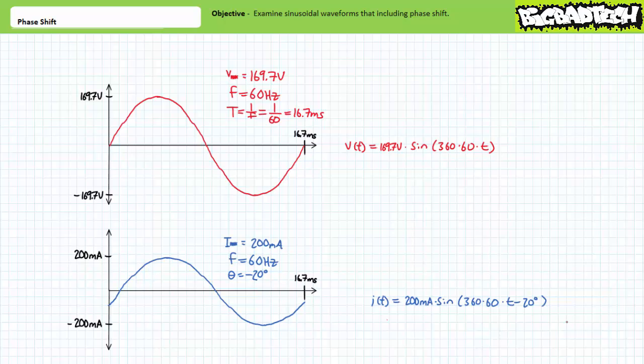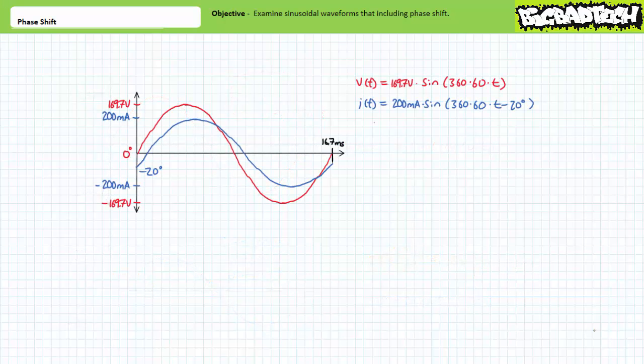Consider a current waveform I of t in blue, characterized by the following expression: I of t equals 200 milliamperes times the sine of 360 times 60 times the time of interest minus 20 degrees. I of t has a peak value of 200 milliamperes, a frequency of 60 hertz, a period of approximately 16.7 milliseconds, and a phase shift of negative 20 degrees, meaning it's shifted negative 20 degrees backwards. 20 degrees inside a 16.7 millisecond period corresponds to a rightward time shift of roughly 925.9 microseconds, as this operation chain illustrates. When both these waveforms are placed on the same graph, there is an obvious relationship between the two.